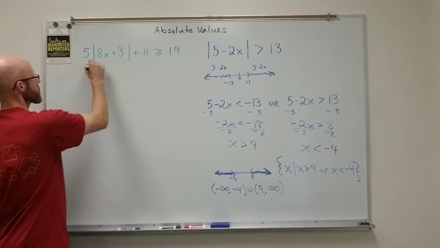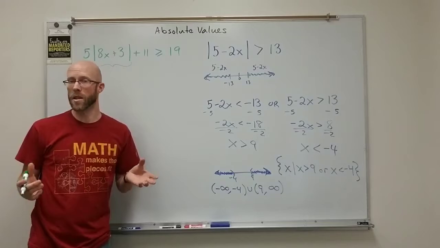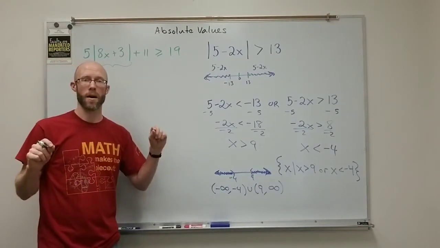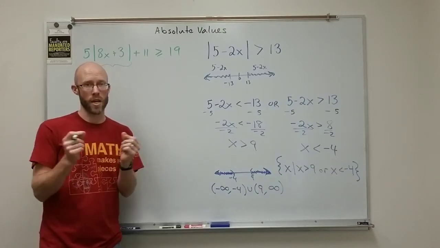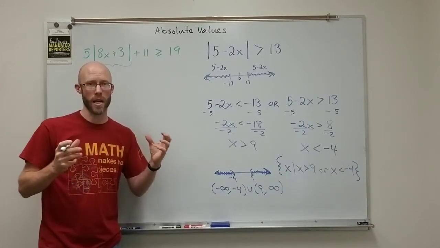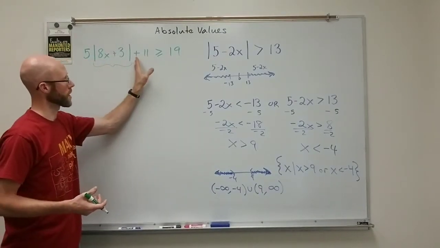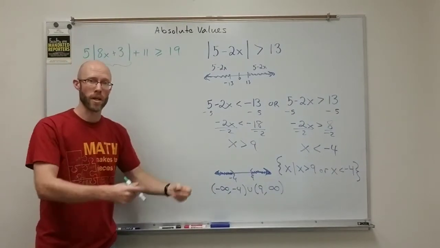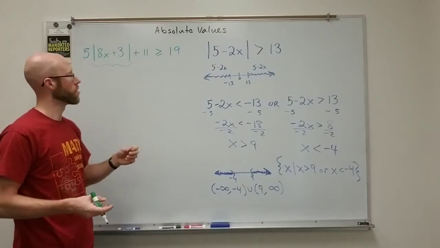Then I've got to isolate the absolute value before I can do anything else. There's a temptation to try to move things in the absolute value. Don't do that. Absolute values do not work the same as parentheses do, and so you can't combine things in and out of the absolute value. Instead, what you have to do is solve for the absolute value. So you've got to get rid of the 11, get rid of the 5, and then you can break it apart. I'll show you this real quickly on this example.